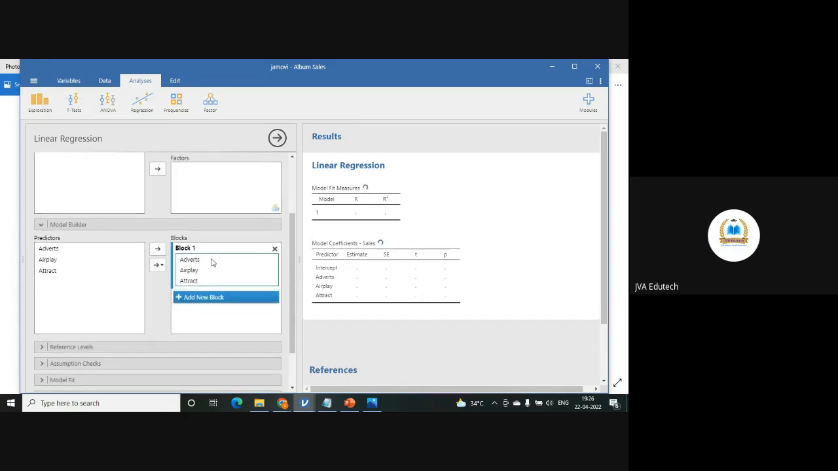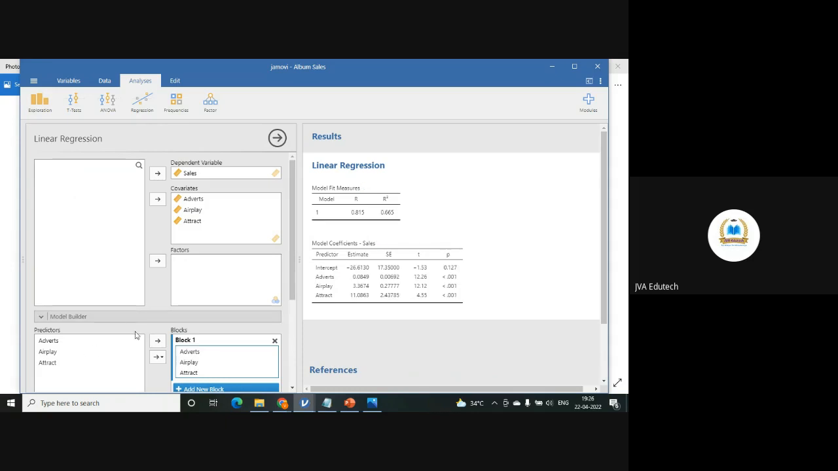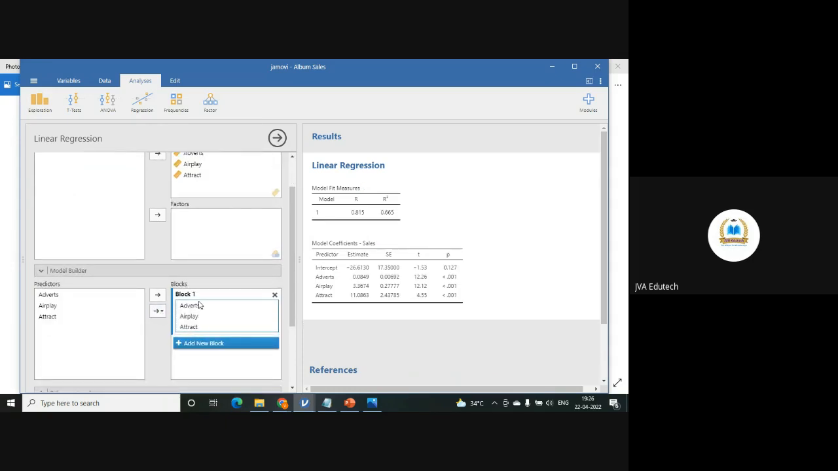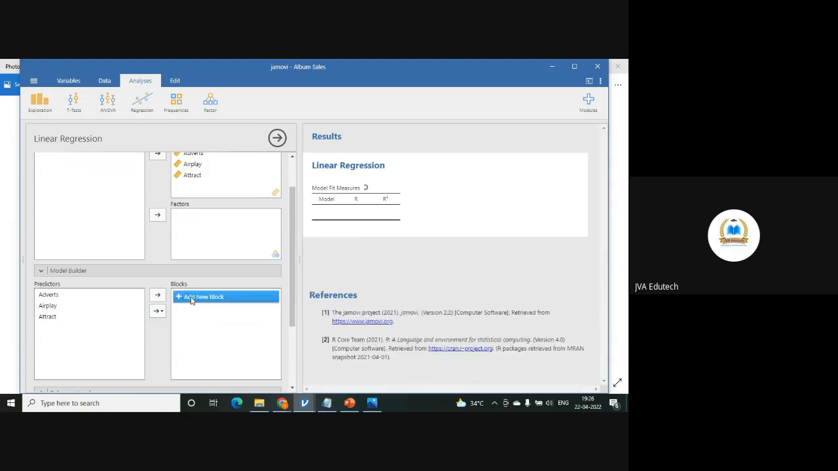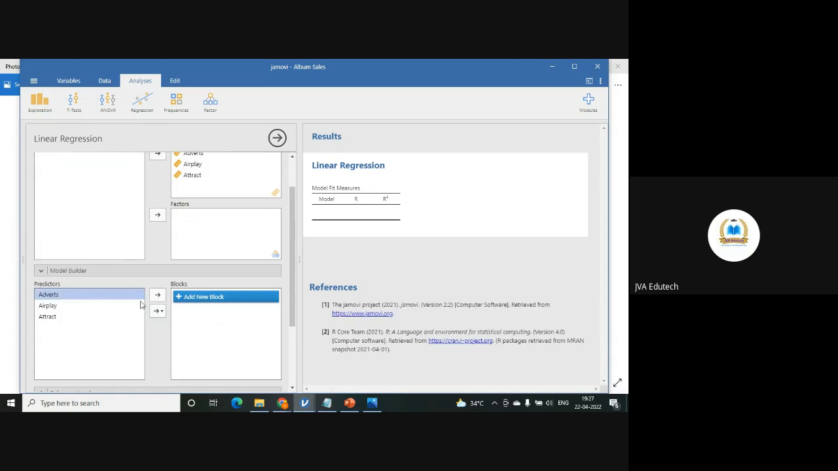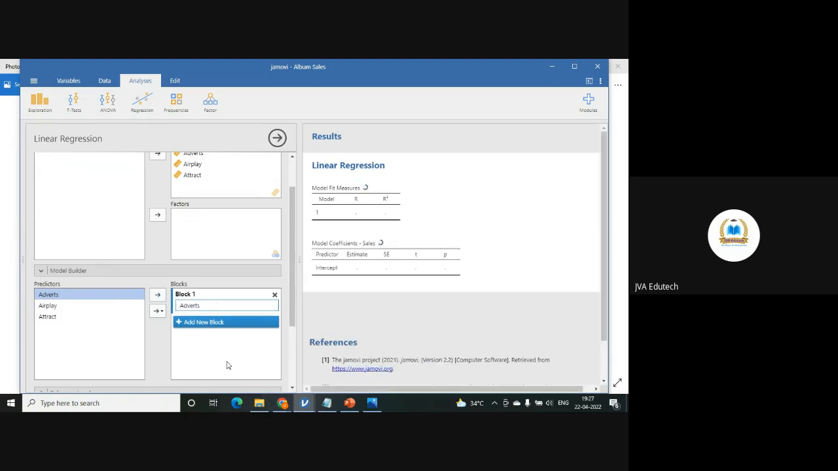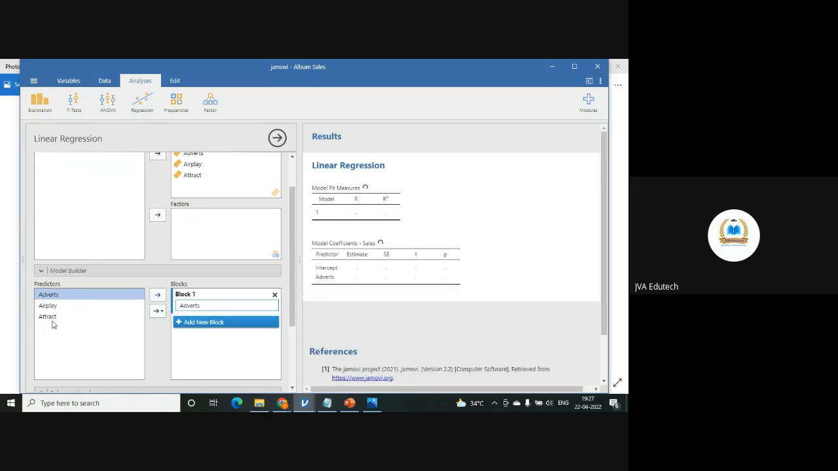Now here, this is the model builder. What I have done is forced entry here, letting the software choose which of them will be regressed first. So I'll change it. Since from literature review I know that advertising has maximum effect on album sales, I will choose advertising first. So in the new block, add new block, first will be advertising. Second is airplay and attractiveness.